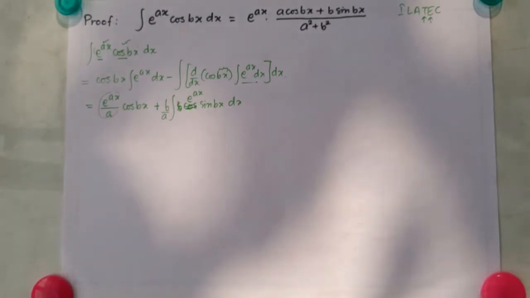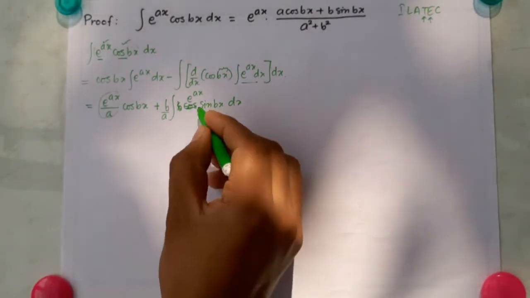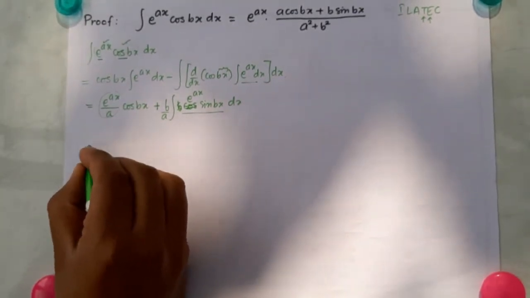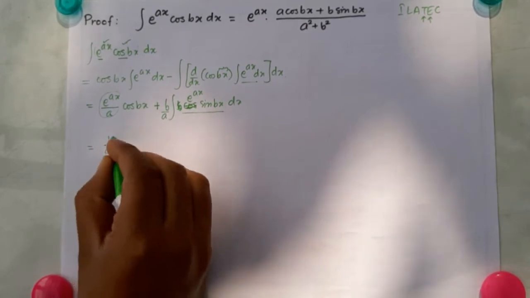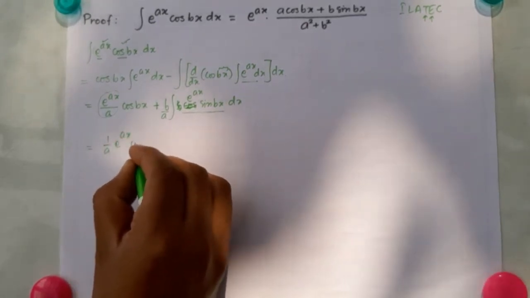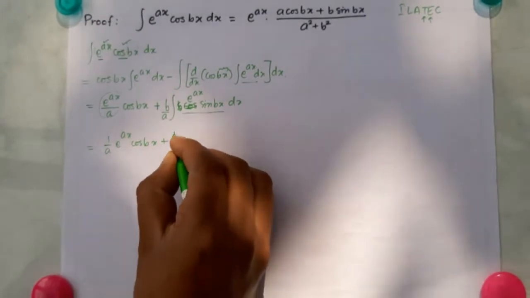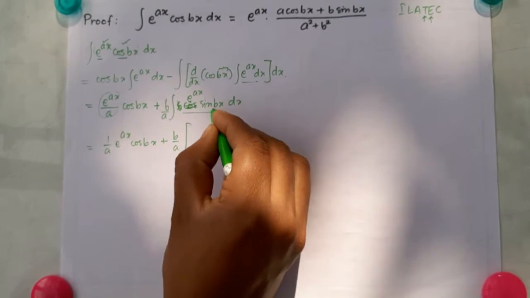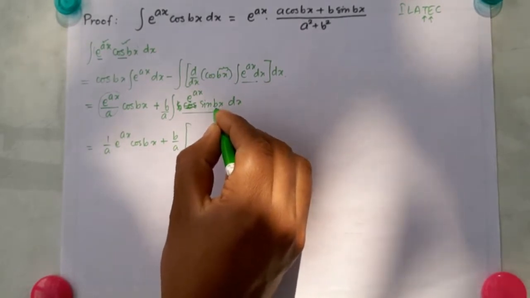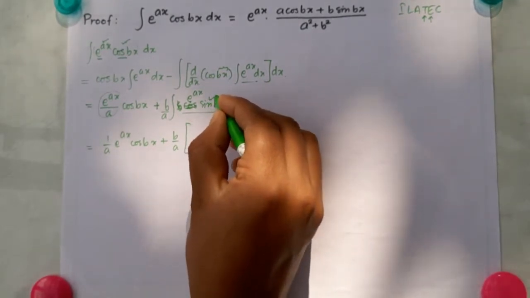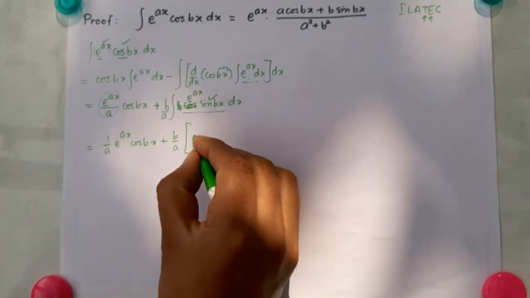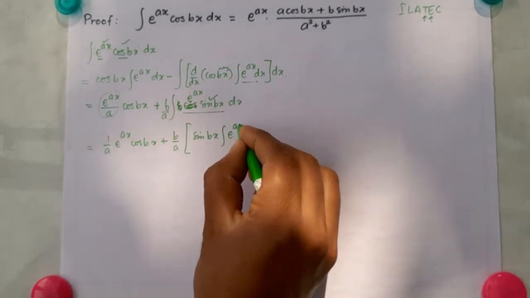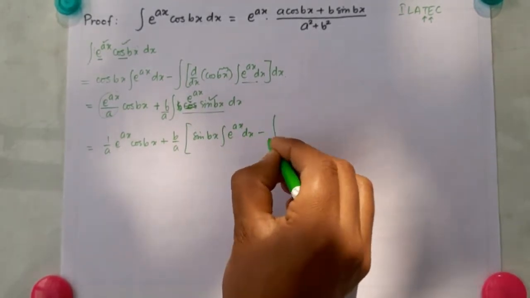So we see that there is again integration by parts in the second integral, that is this integral, isn't it? So let's apply integration by parts here. So we have, let me write it as 1 by a e to the power ax cos bx plus b by a. Now again, this falls under your exponential category, this falls under your trigonometric category. Then obviously this has to be differentiated here. So in that case, this becomes sine bx integral of e to the power ax dx minus integration.